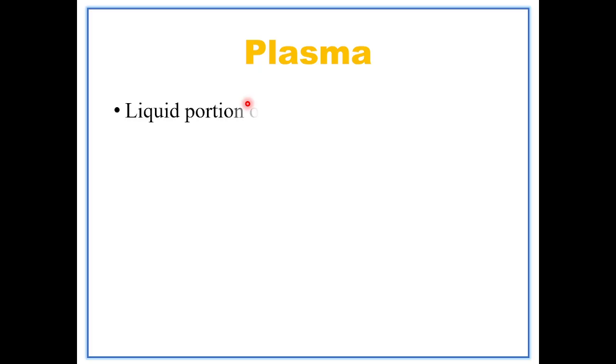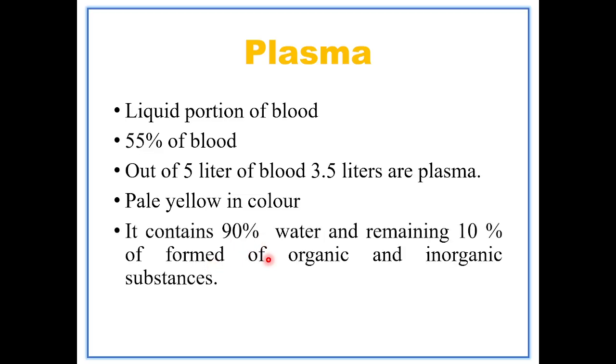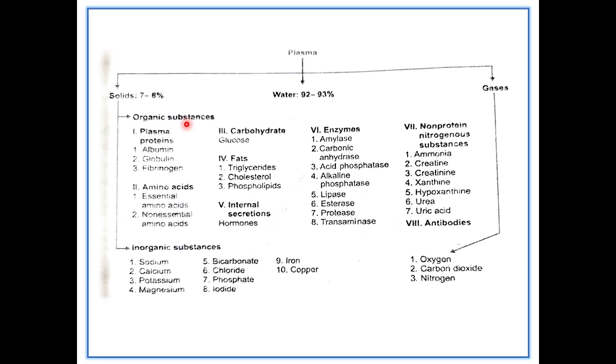Number one, plasma. So plasma is the liquid portion of blood. It constitutes 55% of the blood. It means that out of the 5 liters of blood, 3.5 liters are plasma. It is somewhat pale yellow in color. It contains 90% water and the remaining 10% in the form of organic and inorganic substances. This includes organic substances 7 to 8%, such as plasma proteins: albumin, globulin, and fibrinogen.